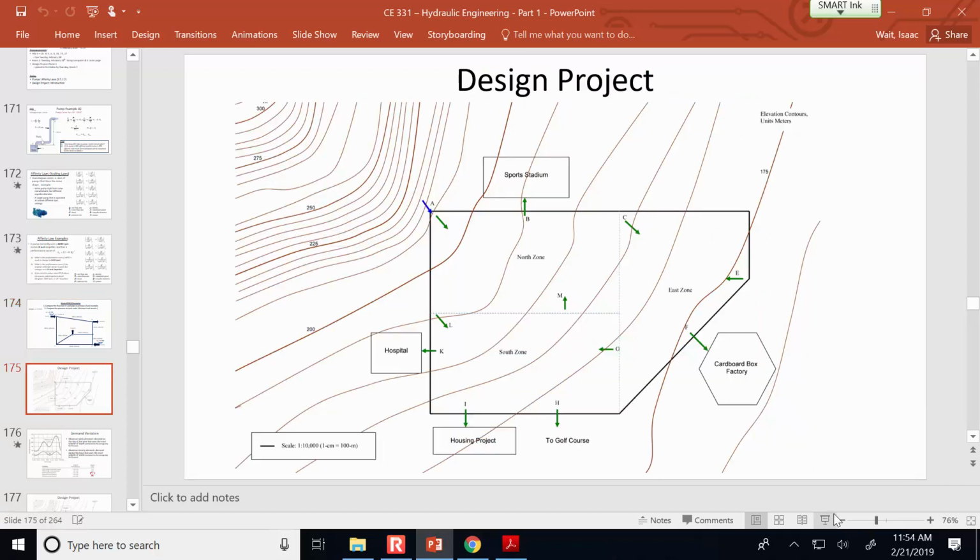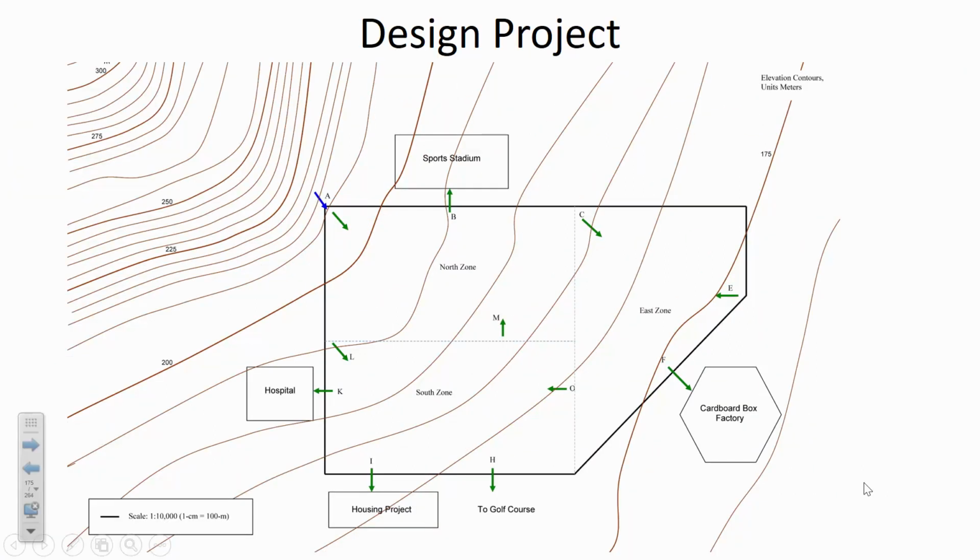So instead, let's talk straight about the design project. I've given everybody the map already. Let me give you next a handout that says what your design assumptions are going to be.